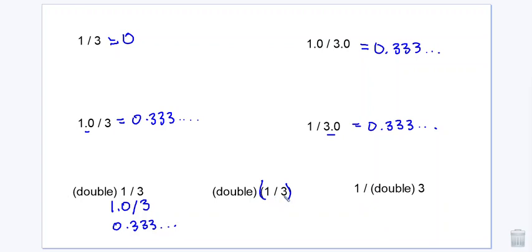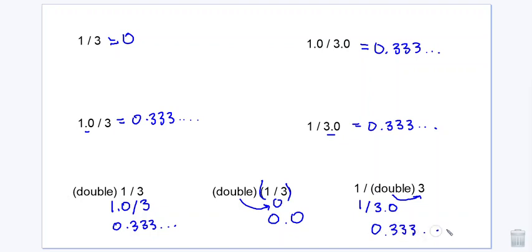Now 1 and 3 are integers, so I can only get an integer, and then this double applies here, and all that does is add a 0.0. And then in this expression, the double is applied to the 3, so I'm going to be doing 1 divided by 3.0, and because now one of my numbers is a decimal.